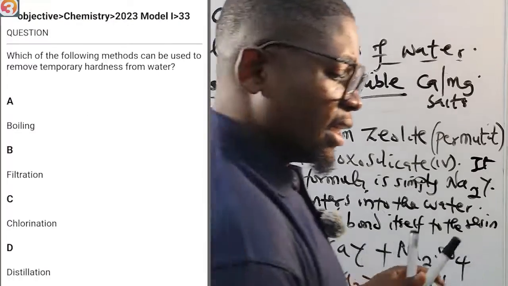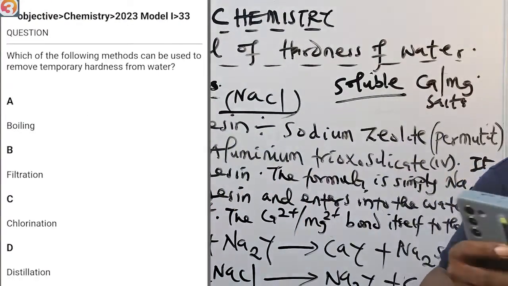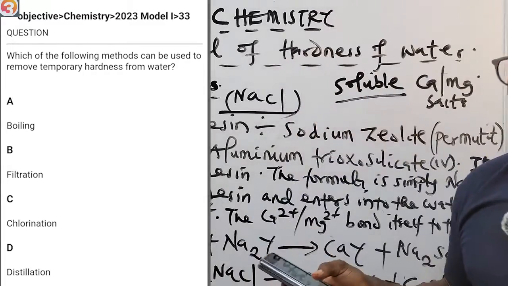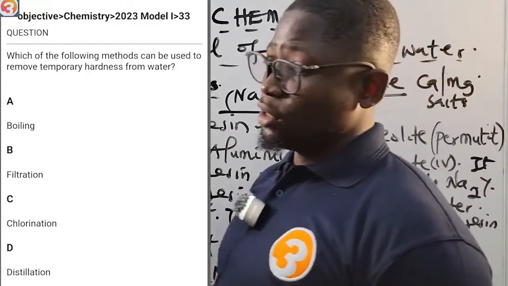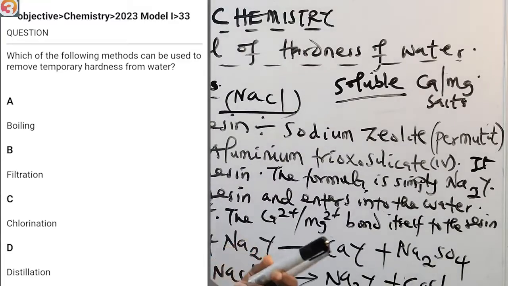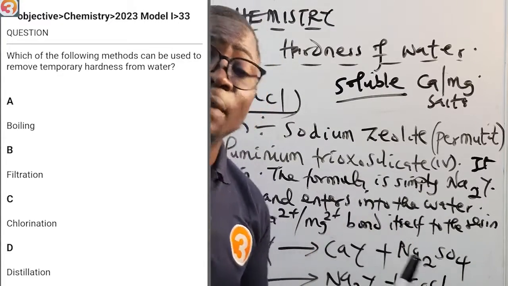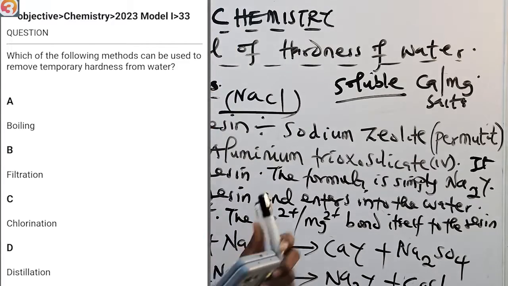Now let's go to 2023 number 33. Which of the following methods can be used to remove temporary hardness from water? Temporary hardness is removed either by heating or boiling, and by addition of slaked lime. A, boiling; B, filtration; C, chlorination; D, distillation. A, boiling, is the correct answer. Don't beat around the bush.